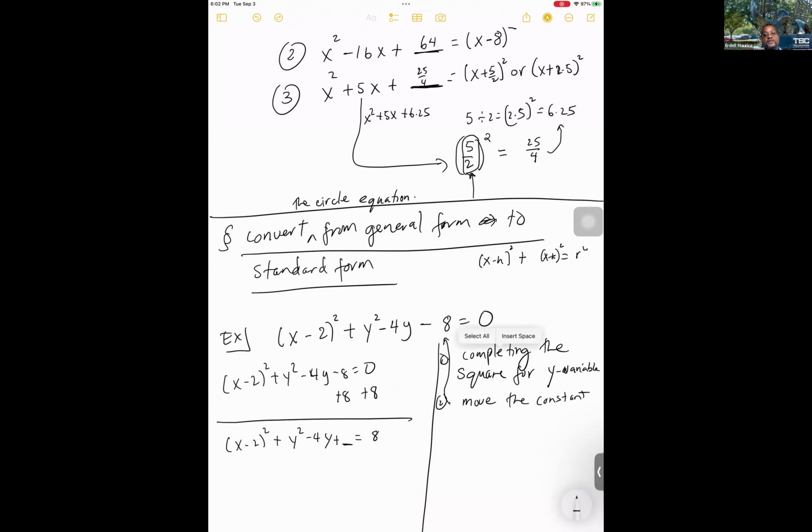So if I'm going to do something to the left side, I must also do it to the right side. If I'm adding 10 on one side, I have to add 10 on the other side. If I am adding 55 million to one side, I have to add 55 million to the other side. And so the next step right here is to complete the square. So find the value that completes the square.